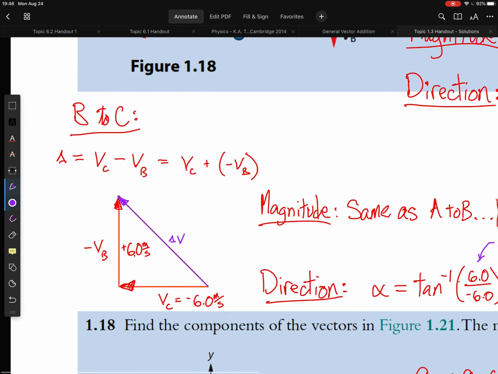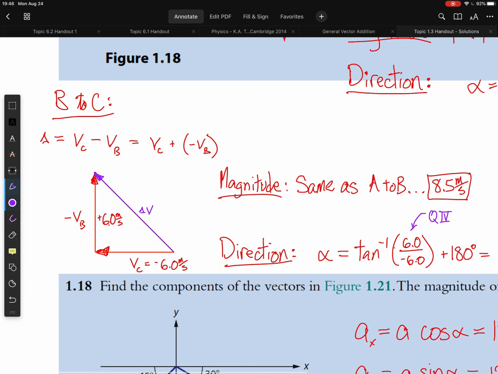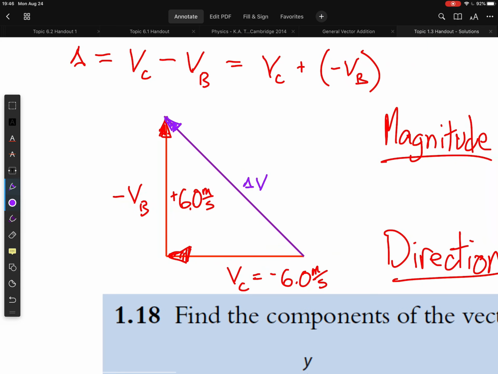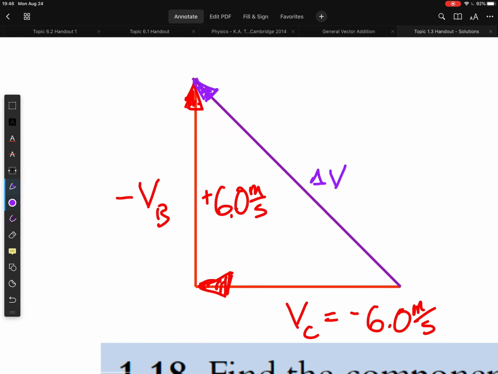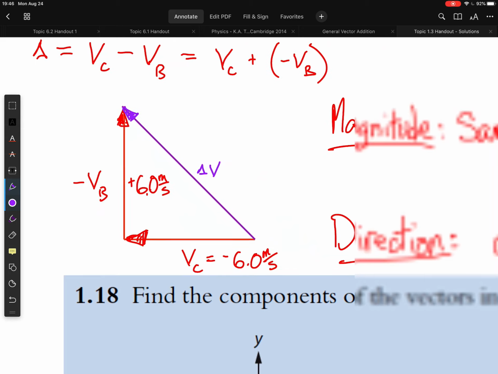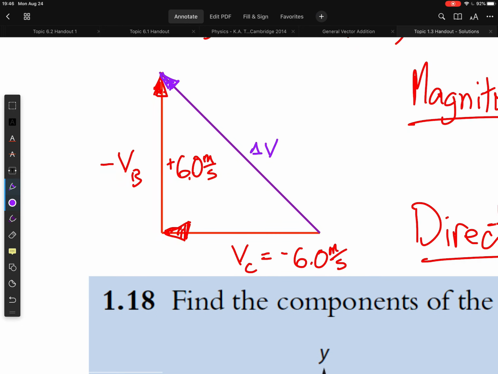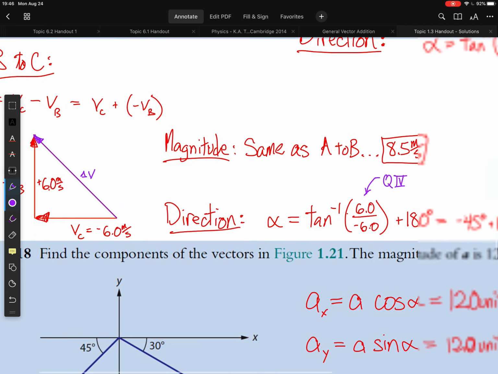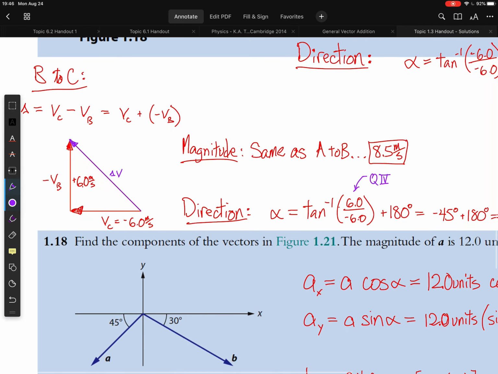Okay, so when we look at B to C, we go through the same process, and I'm going to move along here. The only major difference is that I now have a positive vector, because my initial vector for point B is pointed downward. So if I'm taking the negative value of B, that's going to point upward. But again, we're just using simple vector addition, tip to tail, which you should be very familiar with by the end of this topic.